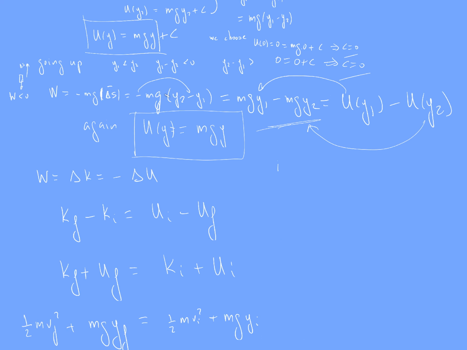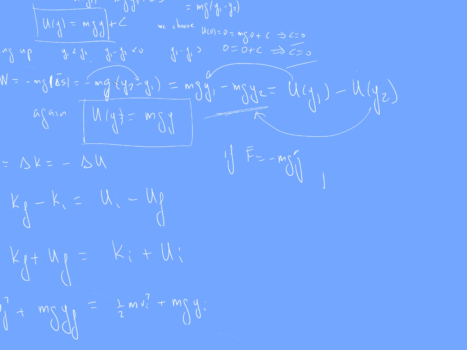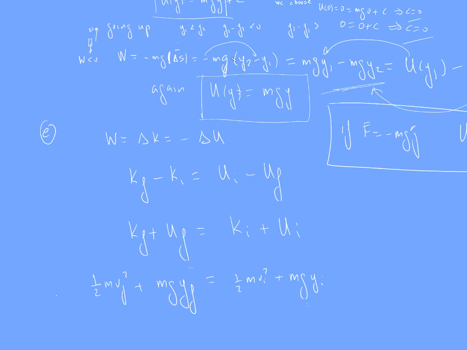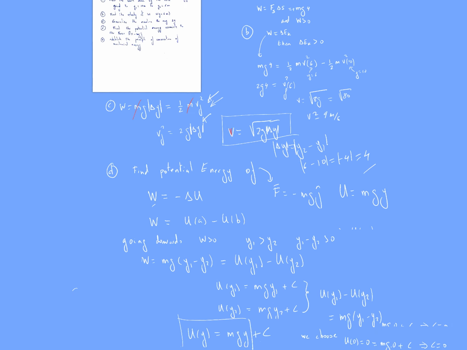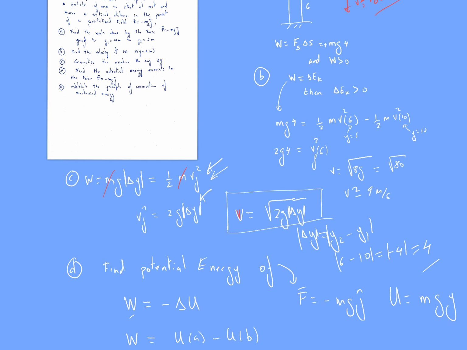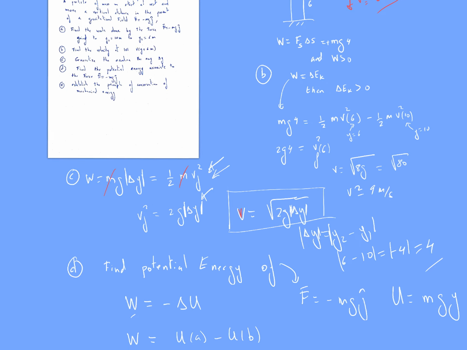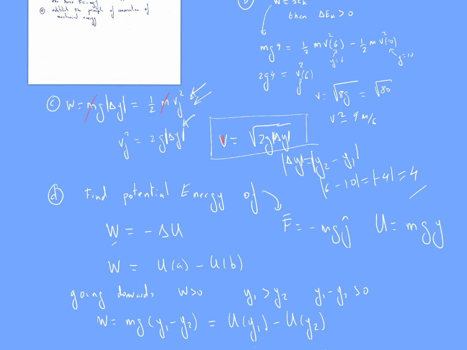What result? If F is minus mg in the negative j direction, minus j, the potential energy U is mg times the height y. This is the potential energy associated with this force, and you have seen how I found the potential energy. So part E says, establish the principle of conservation of mechanical energy.